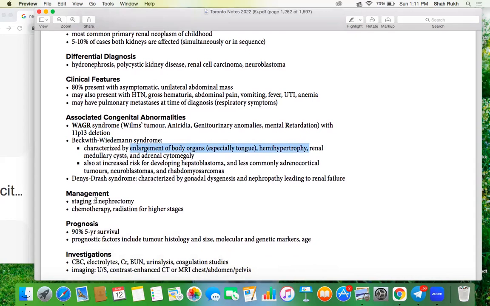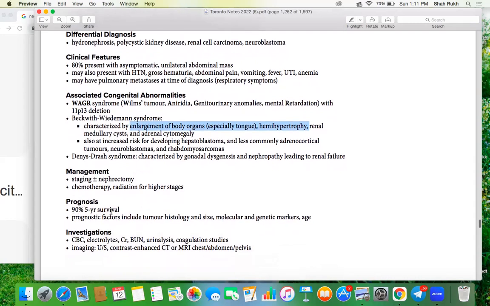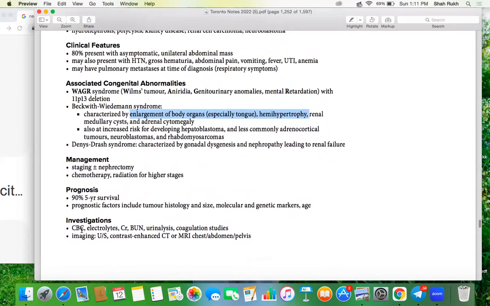Then management: as we already know, we are just going to do the diagnosis. The management is going to be done by some specialist, but at least we need to know what that specialist is going to do: nephrectomy, right? Then chemotherapy and radiation for the higher stages. Prognosis: 90% survive.